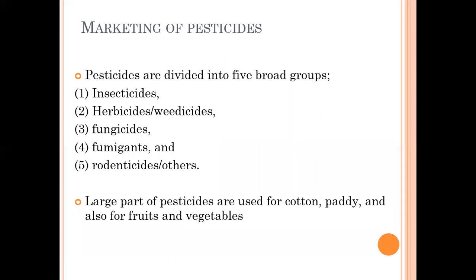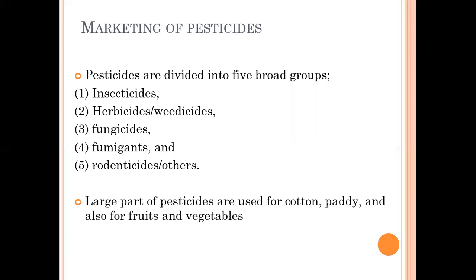Insecticides, herbicides, fungicides, fumigants, and rodenticides. These are some broad categories of pesticides which we have just explained. And a large part of pesticides are used for cotton, paddy, and the fruit and vegetable industry.